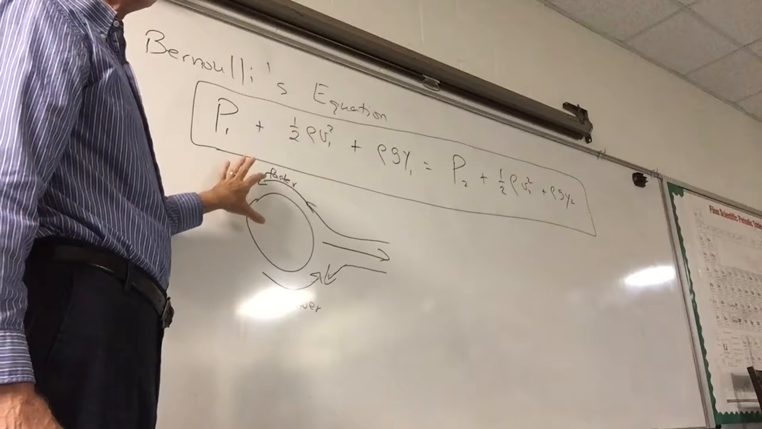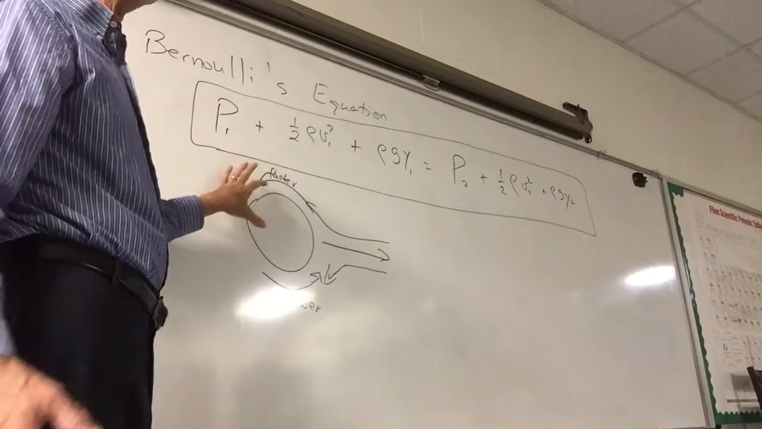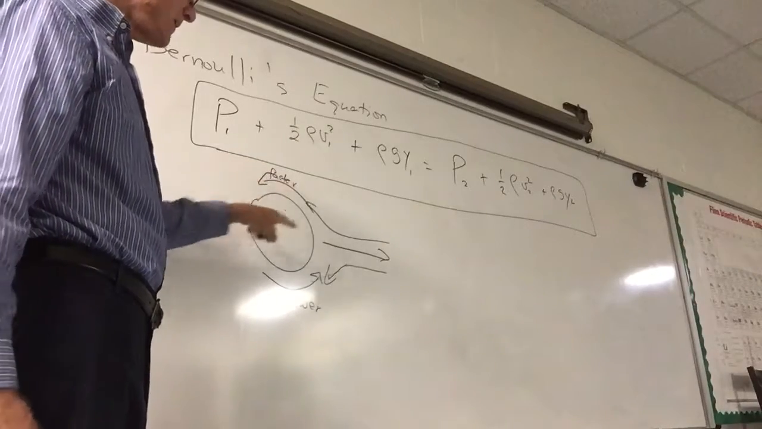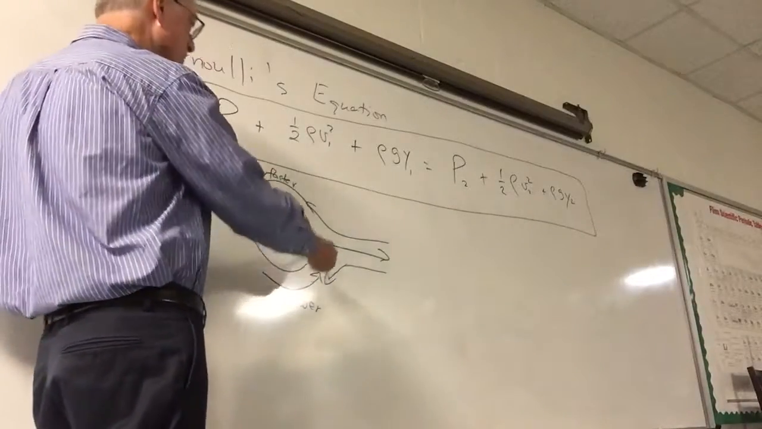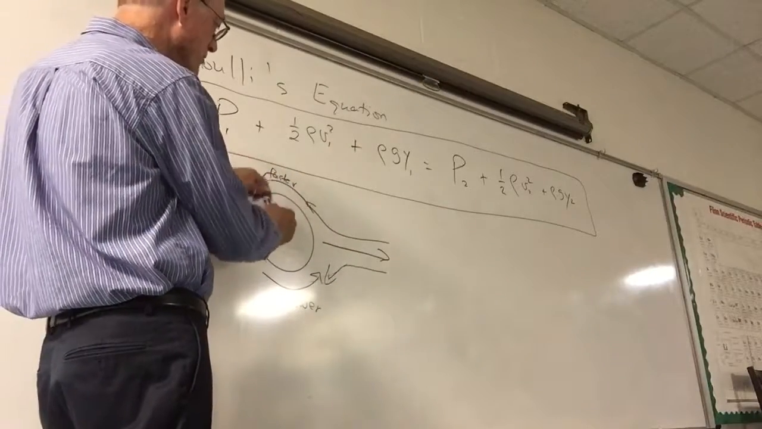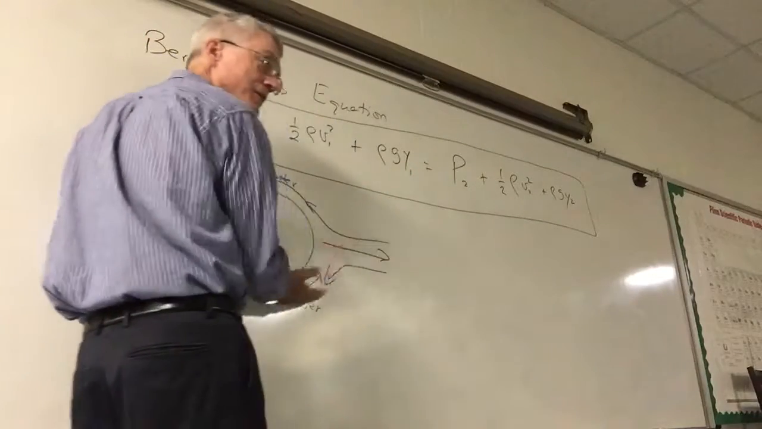If you're a baseball pitcher and you're throwing a curveball, that's what you do. You spin it, and in the direction it spins, if it's spinning this way, there's less pressure here. The ball is going to actually curve that direction.